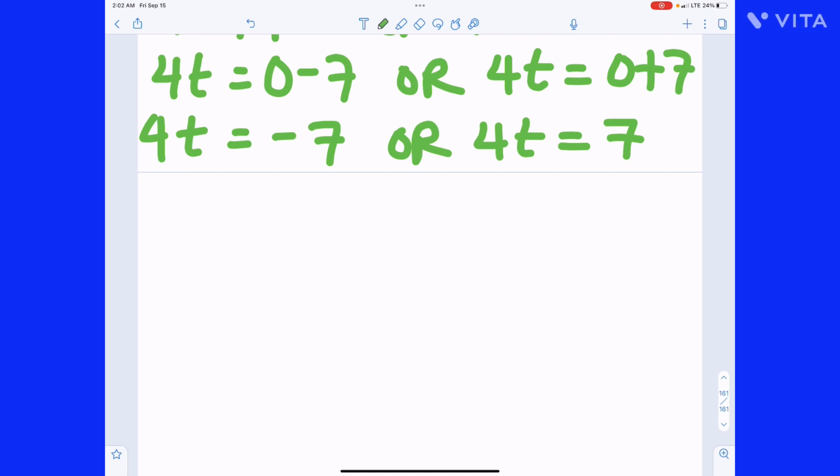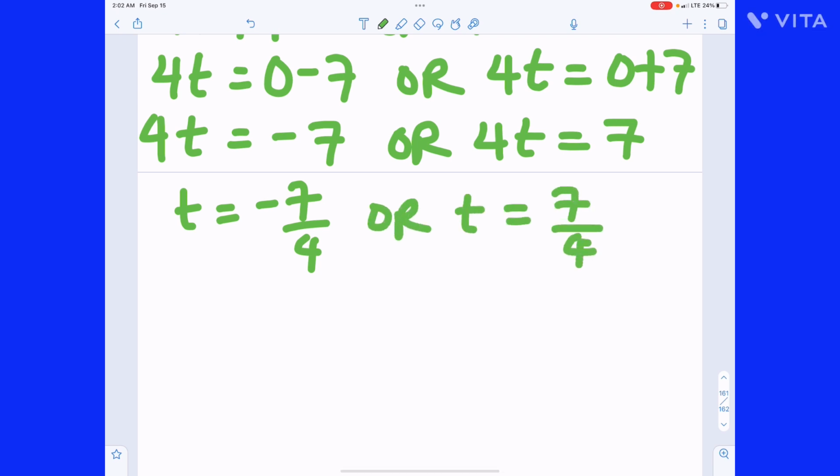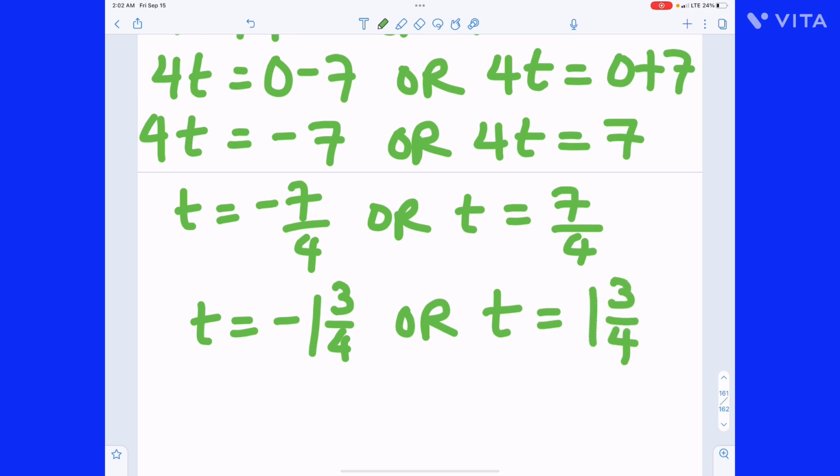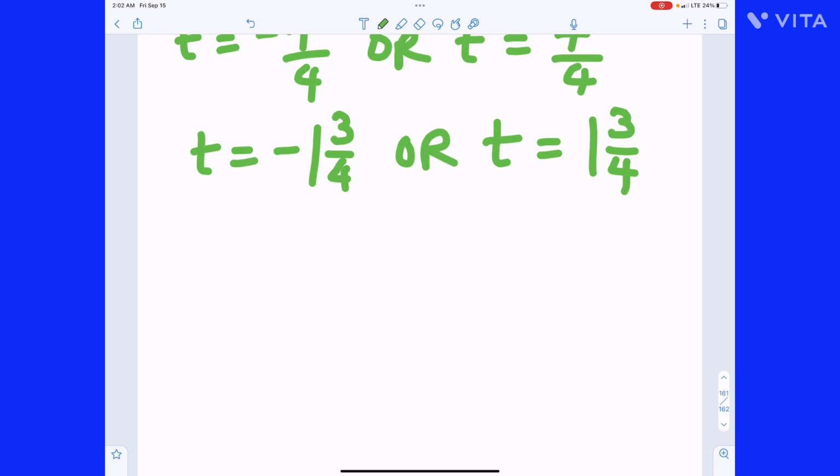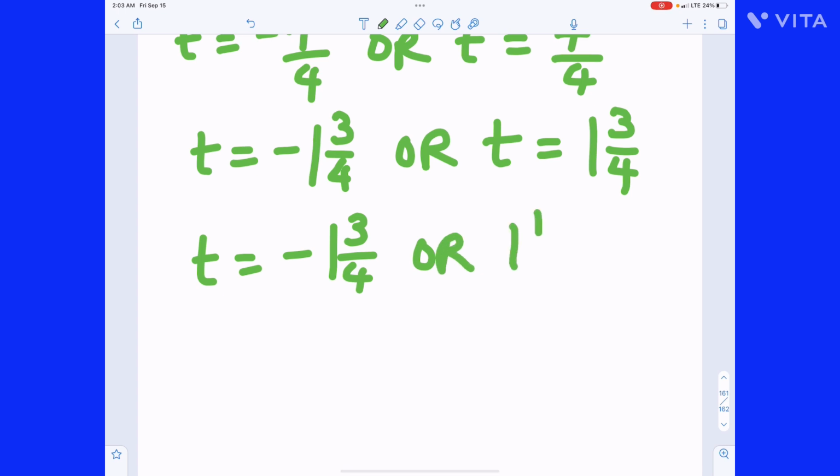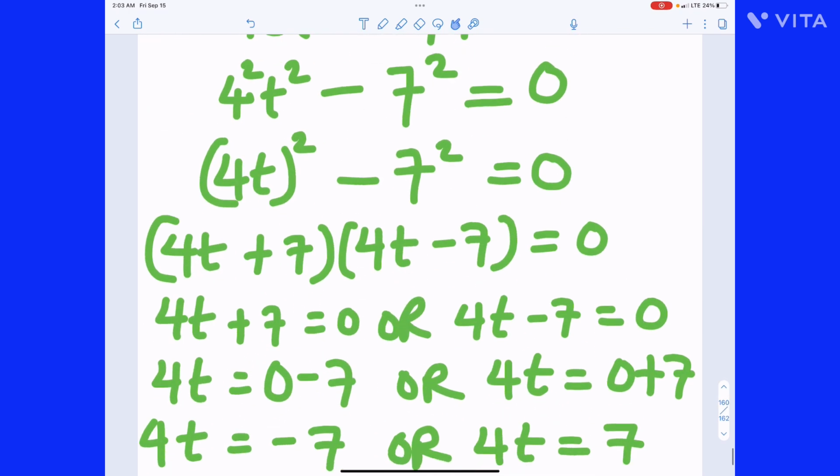At the end of the day, you get t is equal to minus 7 over 4, or t is equal to 7 over 4. Minus 7 over 4, or t is 7 over 4. t is minus 1 and 3 over 4, or t is 1 and 3 over 4. So that ends question 45.